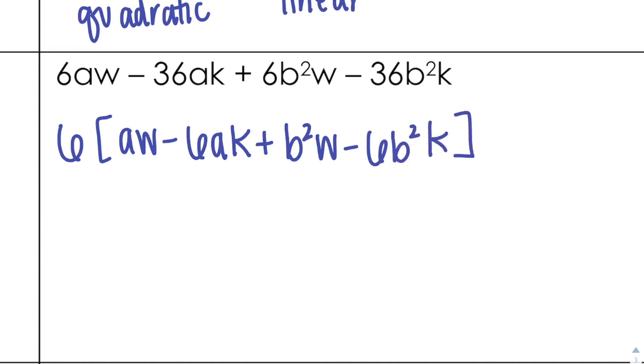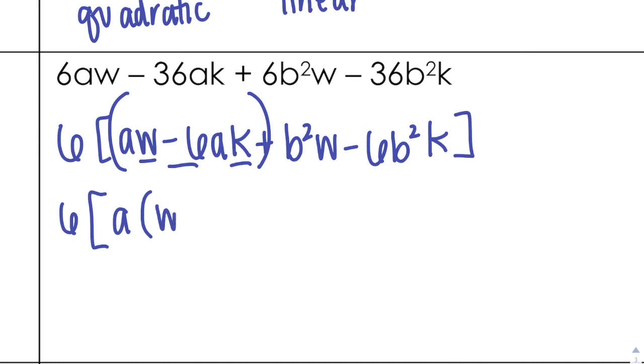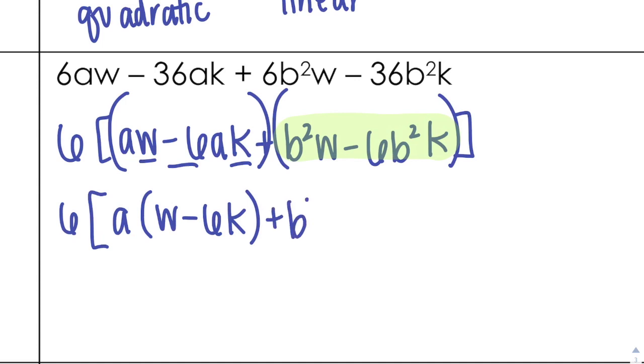And now I'm going to go ahead and group it. So taking a look at the first half, still have the 6 out front. What do AW and 6AK have in common? A. So that's the only thing that I could take out. And when I take that out, I'm left with W minus 6K. And then I have to look at the second half. So I'm looking at this. And the only thing that that has in common is B squared. So I'm going to take out a positive B squared. And I'm left with W minus 6K.